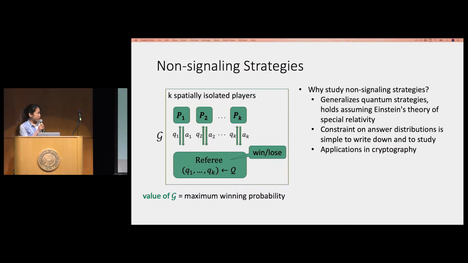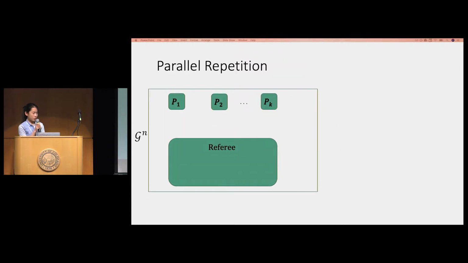So now I want to jump to talking about parallel repetition, which is a pretty natural operation that you may want to perform on a game. Basically, we say that the n-fold parallel repetition of a game G, denoted G to the n, consists of n different independent instances of the original game.